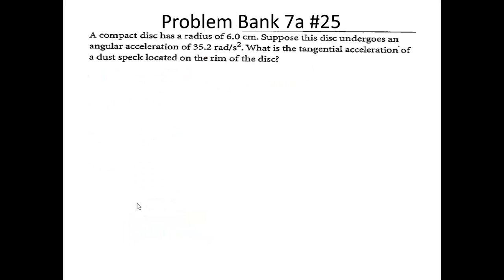And 25, a compact disc has a radius of 6 centimeters. So one lookout right here, we are given centimeters, and so we will take our radius of 6 centimeters and convert that right away to meters, and we know there is 100 centimeters per 1 meter. So 0.06 meters.